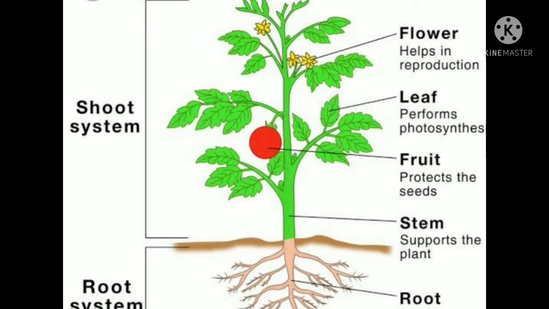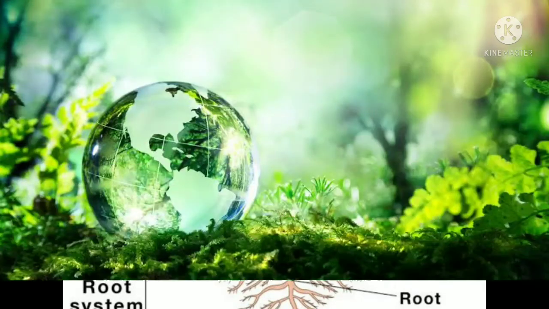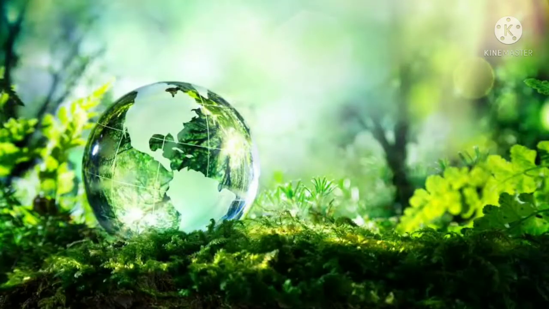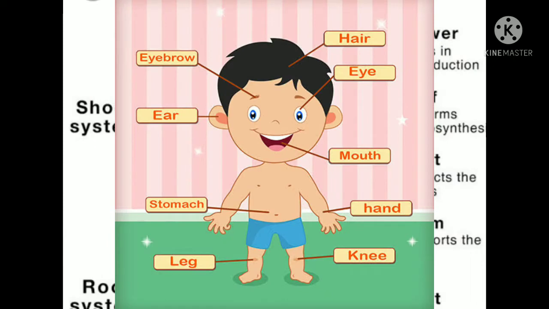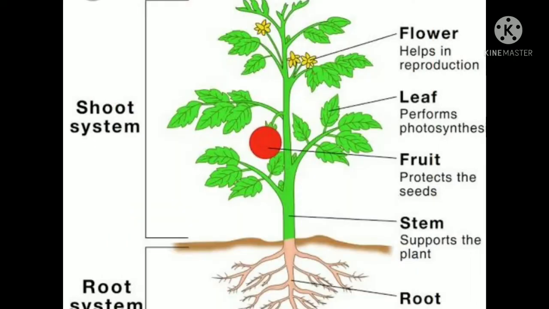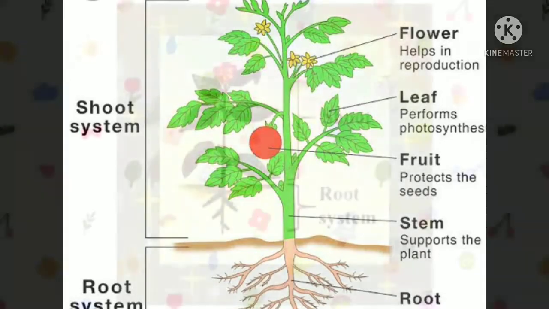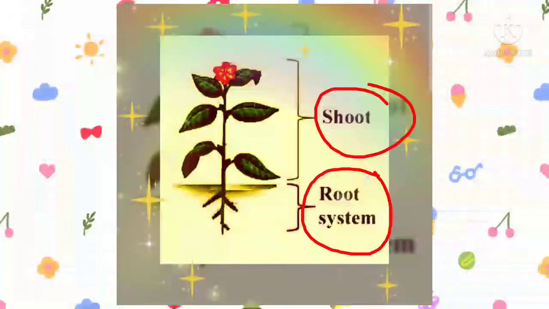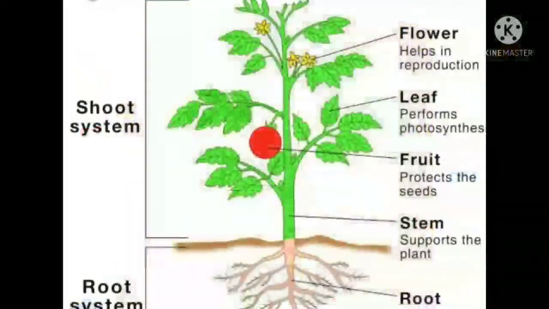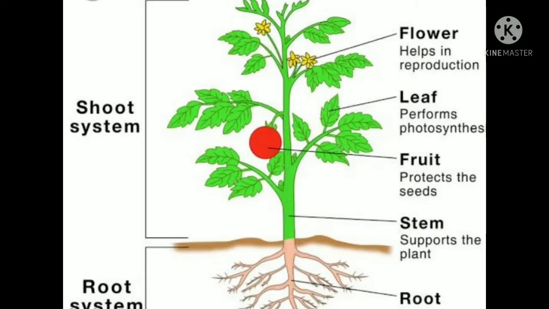Children, you all know plants are all around us. They make our environment green. Like our body, plant body also has many parts. A plant body is mainly divided into two parts, the root and the shoot. Let us study about these parts in detail.